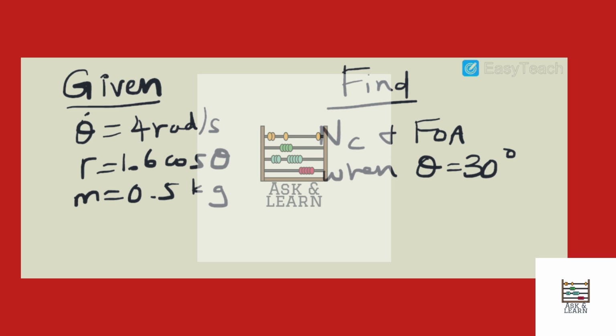Hi everyone, so what we have here is a rod that's rotating about an axis at theta dot equal to 4 radians per second. And we also have a collar of mass 0.5 kilograms. The motion of the collar is described as r is equal to 1.6 cosine of theta. What we're asked to solve for is the force that the circular rod exerts on the collars and the force that the rod exerts on the other collar when theta is equal to 45 degrees.